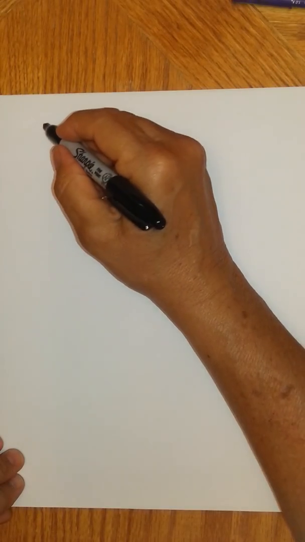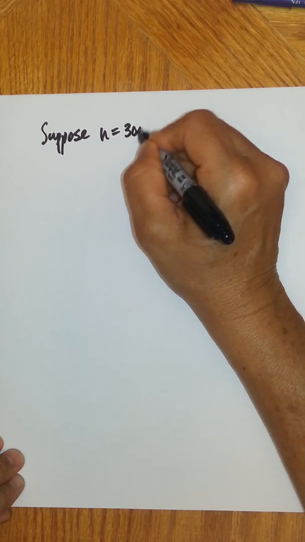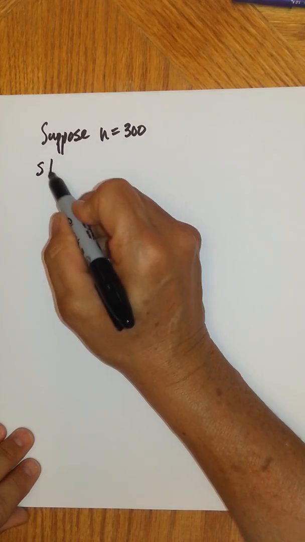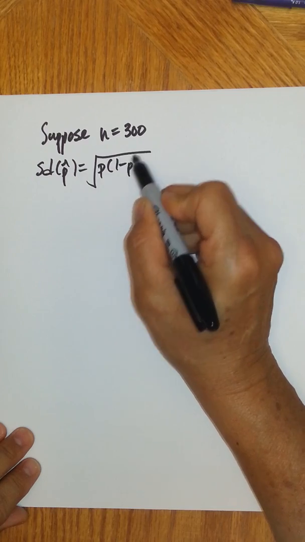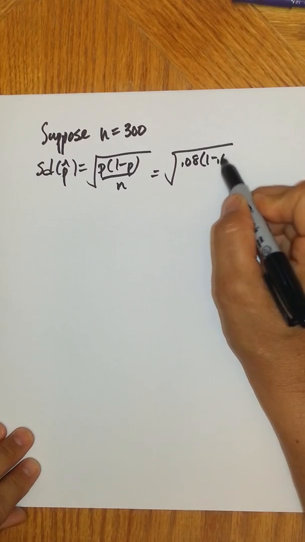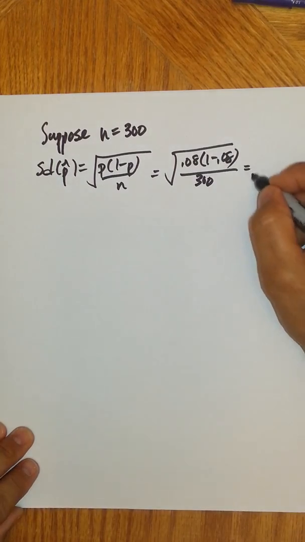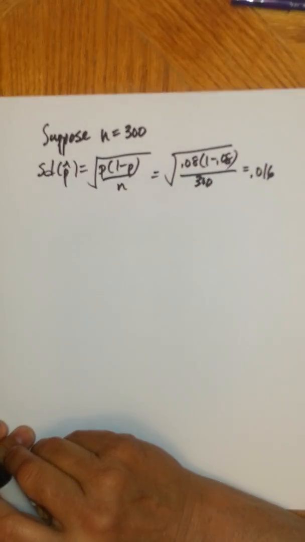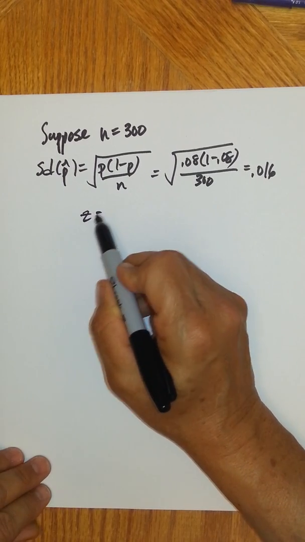All right. So let's suppose that we double our sample size. Suppose we go to 300 instead of 150. Well, that's going to change our standard deviation, so let's go ahead and recalculate that. So now, the truth doesn't change, it's still 8%, but now I have a sample size of 300. And that's going to give me 0.016.